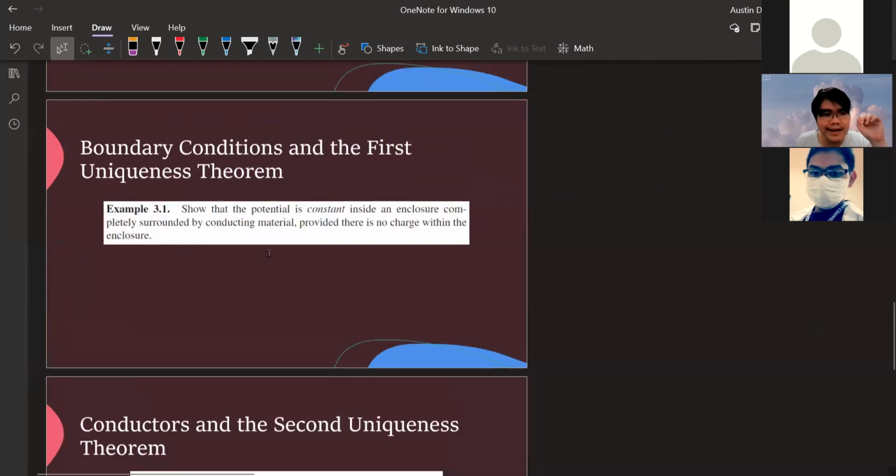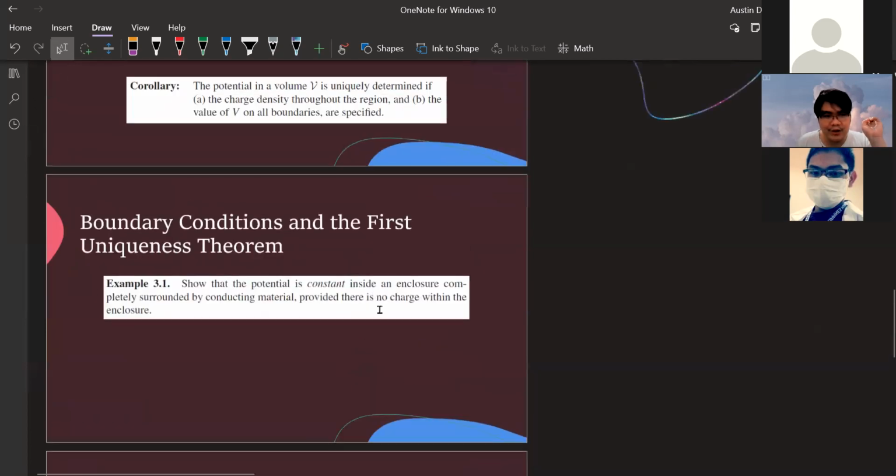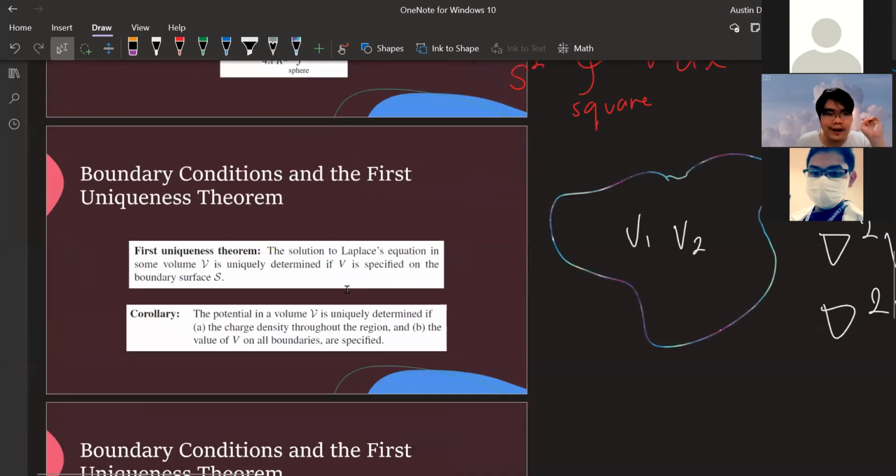Okay, let's try another example. Show that the potential is constant inside an enclosure completely surrounded by a conducting material, provided there is no charge within the enclosure. Okay, so yung statement na provided there is no charge within the enclosure, sinasabi na yung Laplace's equation would hold. Okay?